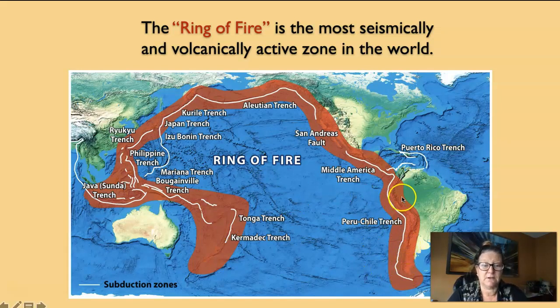So we have active volcanoes in South America, Middle America. There's a little break here where the San Andreas Fault is, because that's a transform boundary and we don't have volcanoes associated with that. But then we have volcanoes all along the Aleutians and all of these trenches out here that are all created by subduction. So the Ring of Fire is not just a great song by Johnny Cash.